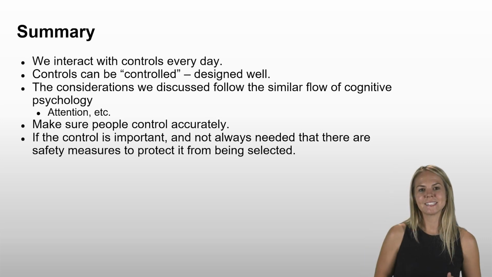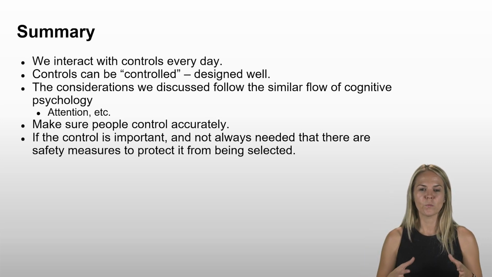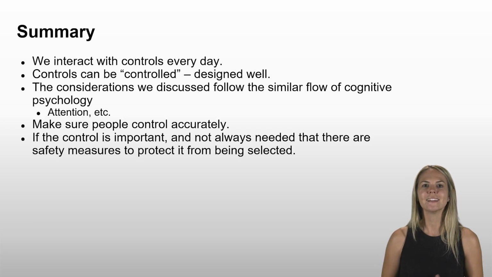Lastly, if the control is important and they need to respond with that control in a certain manner, or it needs to be hidden away so it doesn't get accidentally bumped, the right safety precautions need to be there to keep it from being accidentally selected. This is how we will control our controls.